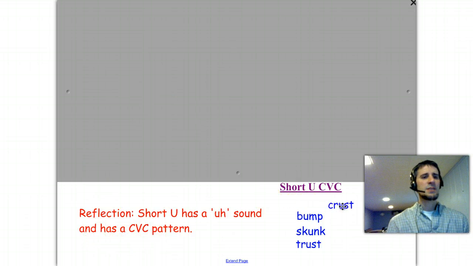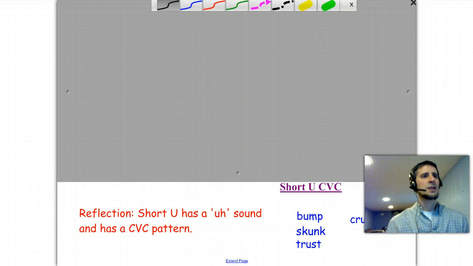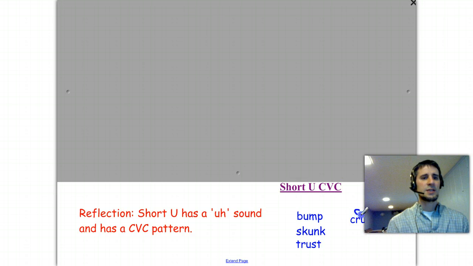When we're looking at the CVC pattern, I can pull this word out here and I can see that I have a C, which is a consonant, any letter other than a vowel. And here I have a vowel, A-E-I-O-U, there's my vowel. And then here is another consonant, the S down here. Whenever I see that CVC pattern with U and other vowels, most often it's going to be a short vowel sound. So we have crust, bump, skunk, and trust.